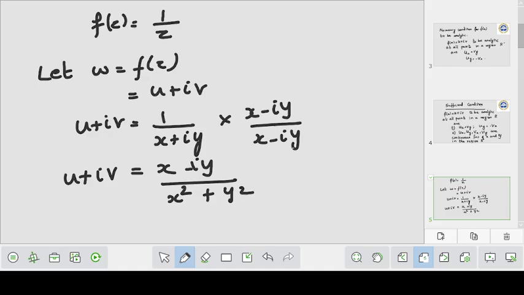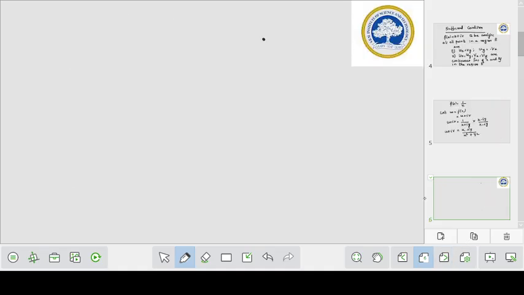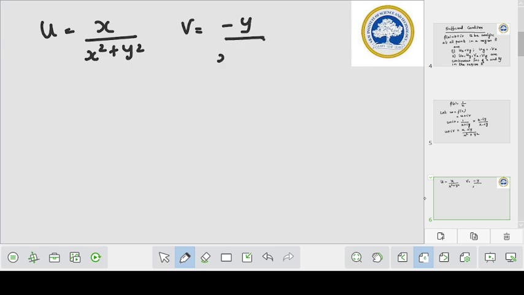Now when you compare the real and the imaginary parts, what is u here? u equal to x by x squared plus y squared, and your v is minus y by x squared plus y squared. I am comparing the real parts and the imaginary parts. Now you have to check whether the CR equations are satisfied or not.